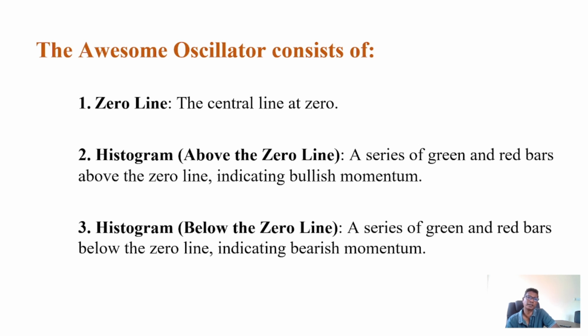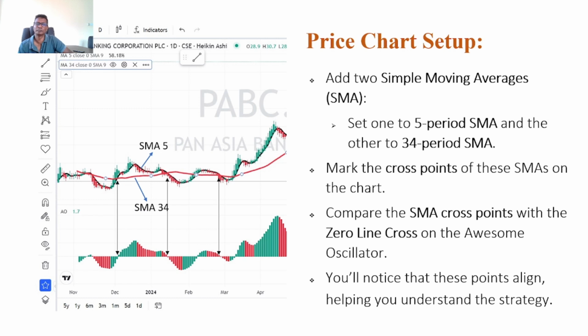The Awesome Oscillator consists of a zero line, a histogram above the zero line, and a histogram below the zero line. When a series of green and red bars is above the zero line, it indicates a bullish momentum, and a series of green and red bars below the zero line indicates a bearish momentum. Now let's jump into the practical chart to see how it works in action.